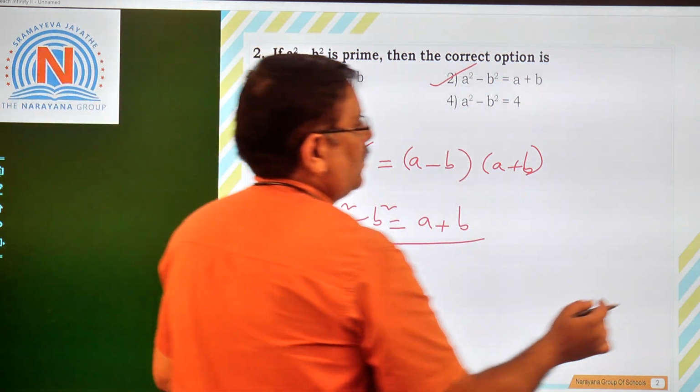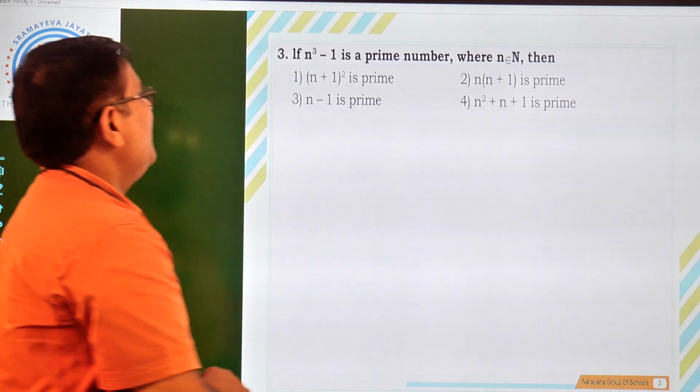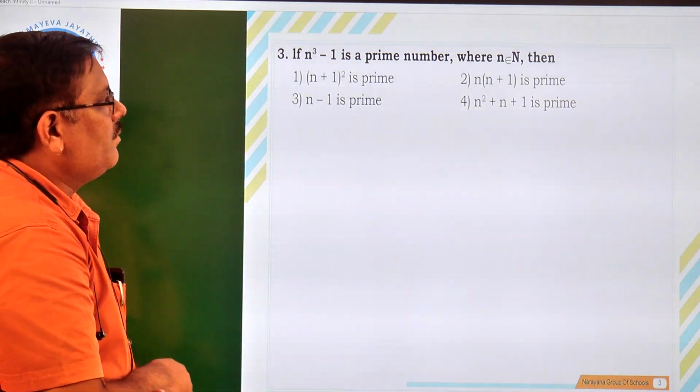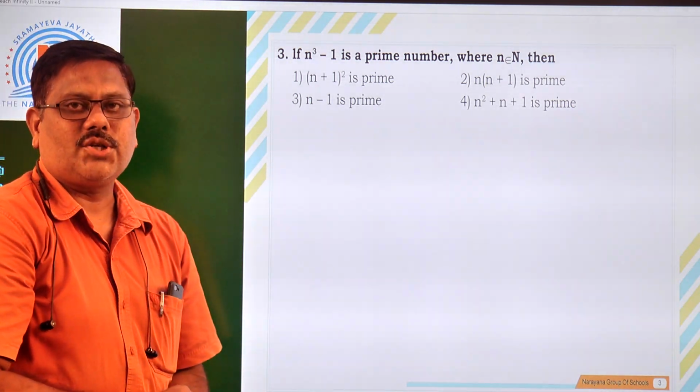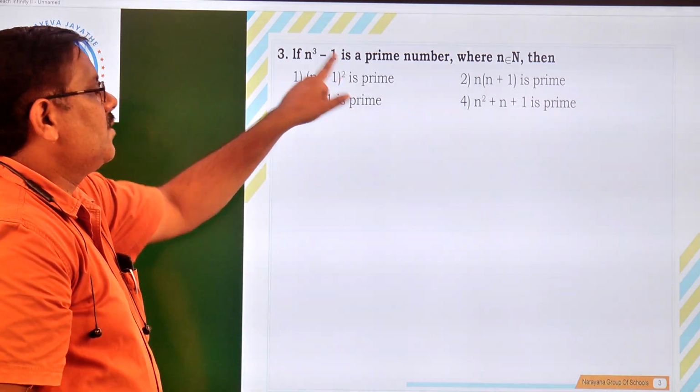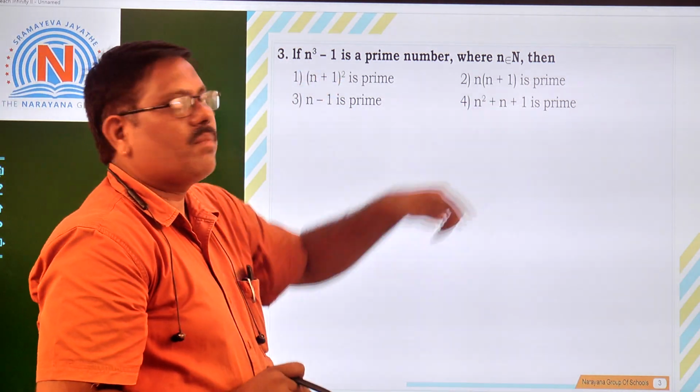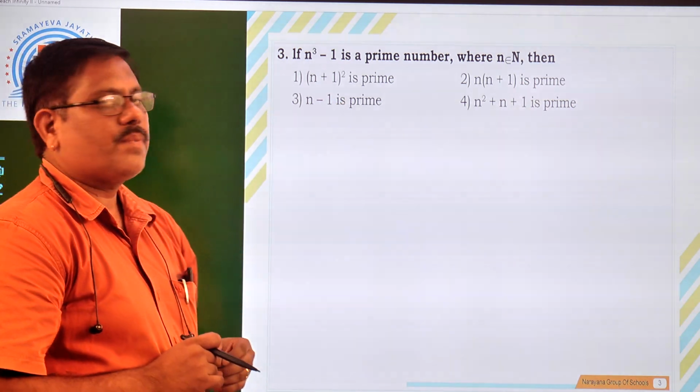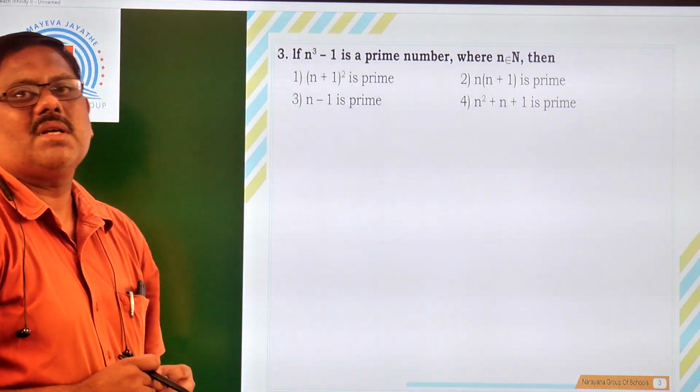Okay. Now we will move to the third question. If n cube minus 1 is a prime number where n is a natural number, then (n plus 1) whole square is prime, n into (n plus 1) is prime, n minus 1 is prime, n square plus n plus 1 is prime.